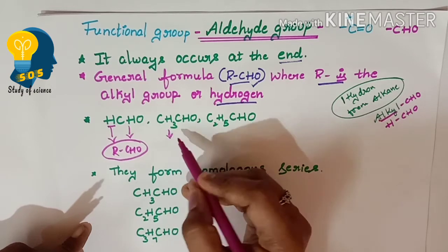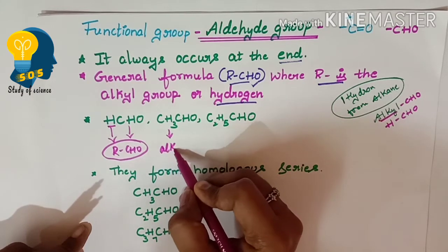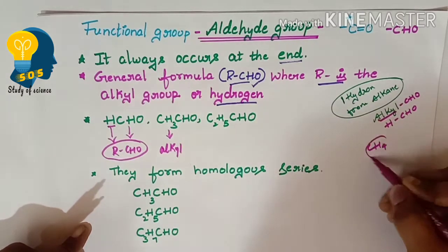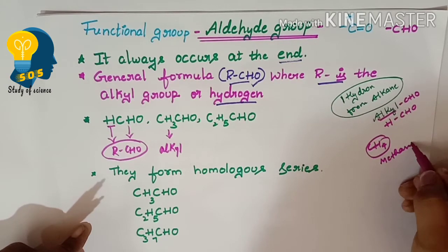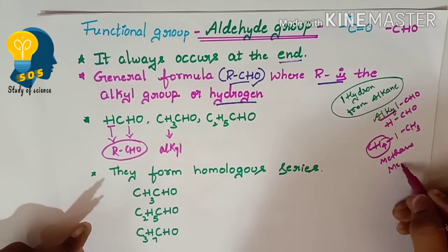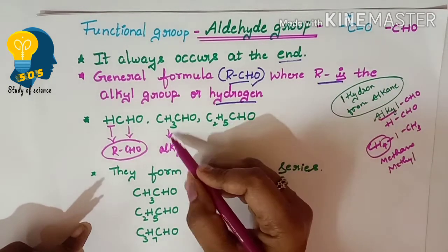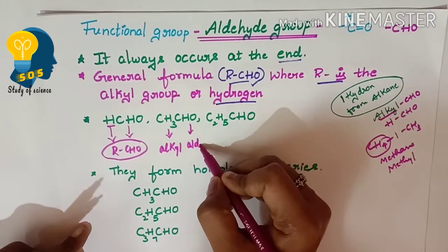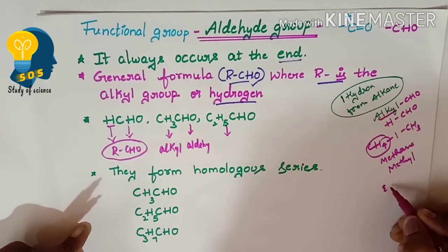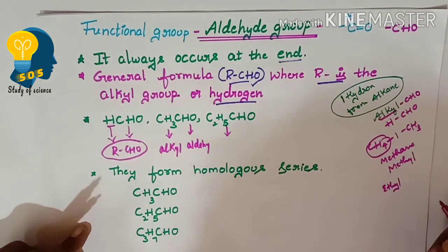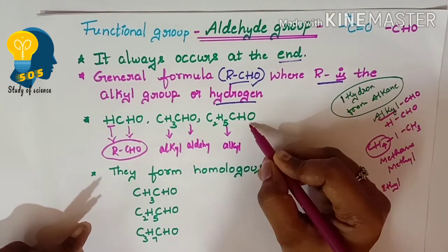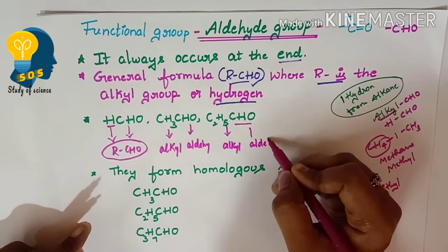What is CH3 here? The CH3 is alkyl. How is it alkyl? We know CH4 is methane, right? When we remove one hydrogen from this, it will become CH3. Methane becomes methyl. So it is alkyl and this is aldehyde. Then C2H5. Again C2H5 is ethyl. Why is it ethyl? Because from ethane we have removed one hydrogen. So this is also an alkyl group, and CHO is again the aldehyde group.